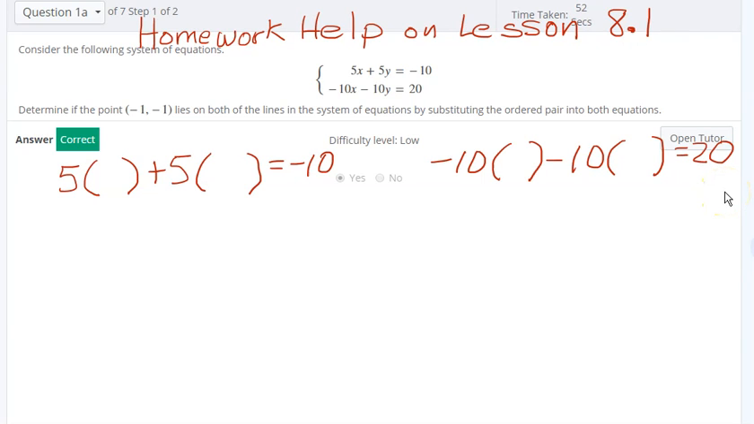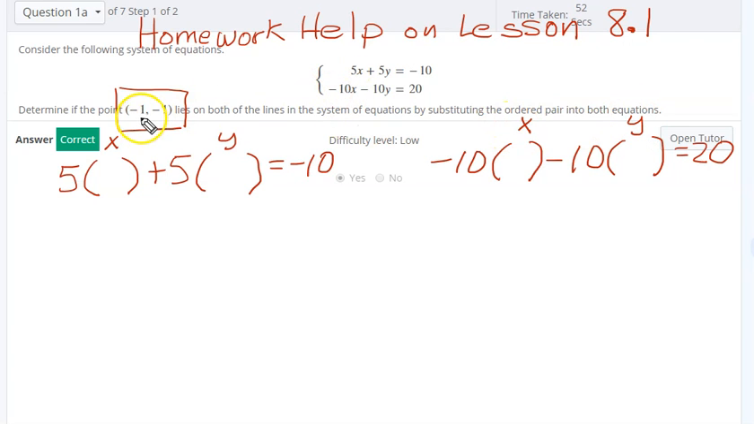This is a homework help on lesson 8.1. And here we are dealing with systems of linear equations. And we're wondering whether this ordered pair is a solution for both of these equations. So the strategy for doing it would be to write the equation out, leave parentheses where the x value and the y value will be placed.